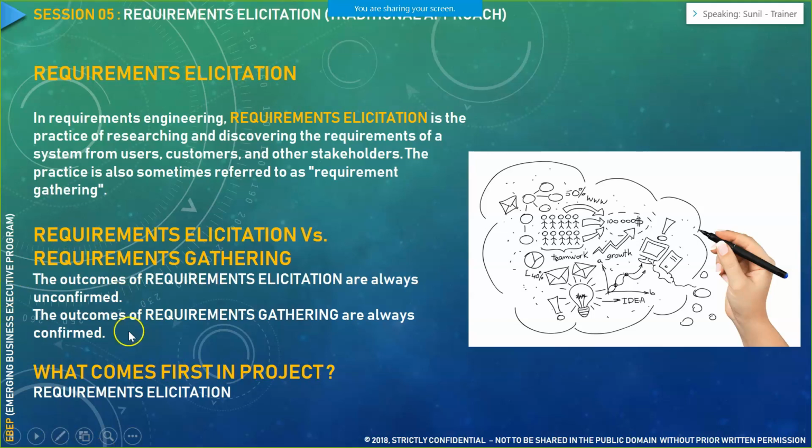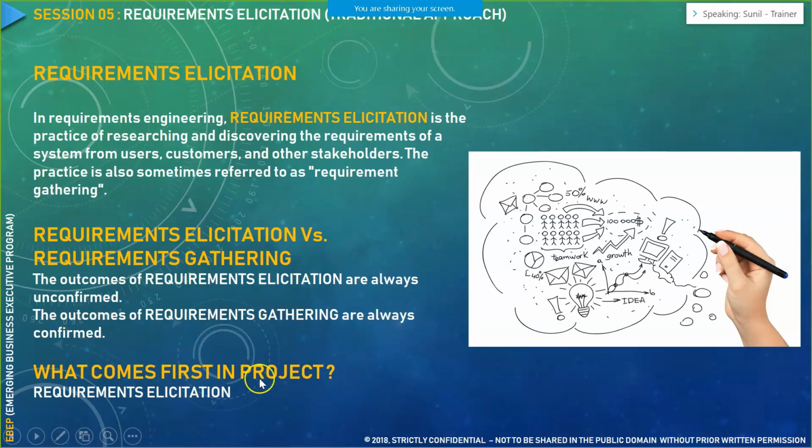But when you start actually specifying those minutes of meeting notes into actual requirements and create specification documents like BRD or FRD or any requirement design document, then you need to gain an official approval from the business. Now that official approval is termed as confirmed. So that's the reason why the outcomes of requirement elicitation are always unconfirmed and the outcomes of requirement gathering are always confirmed.